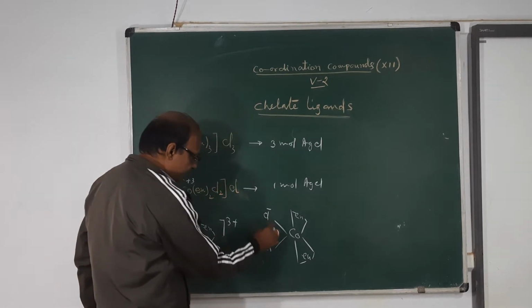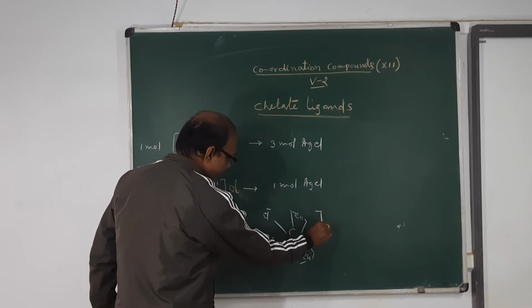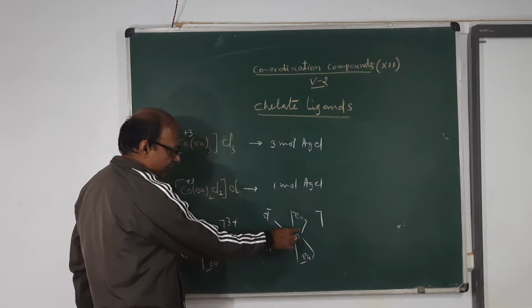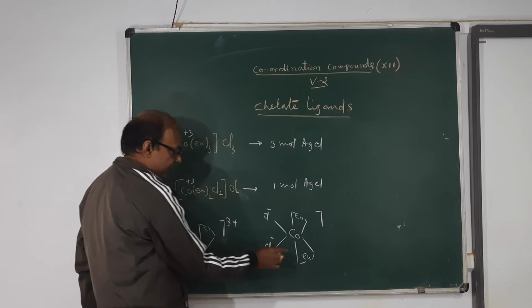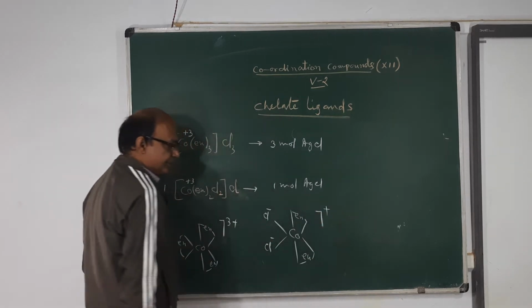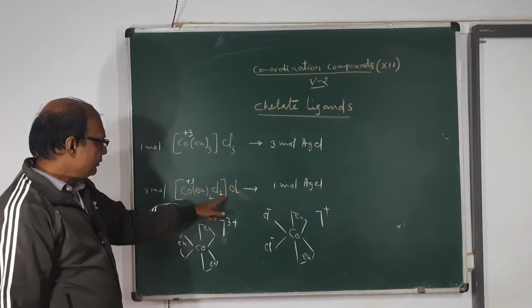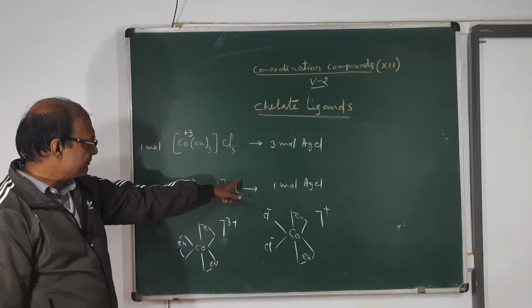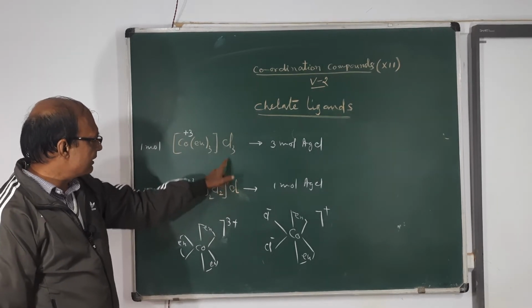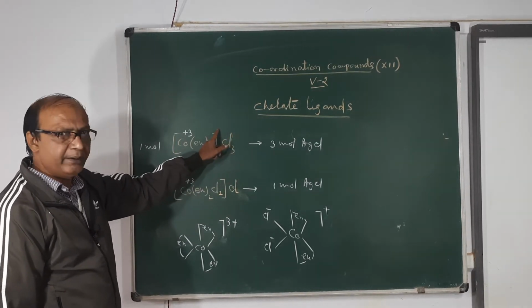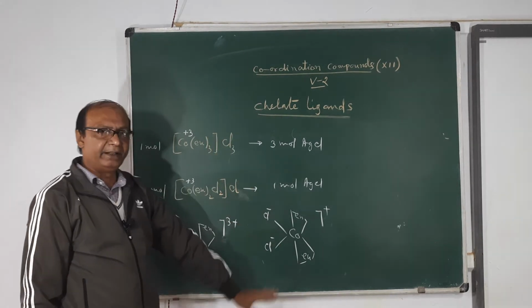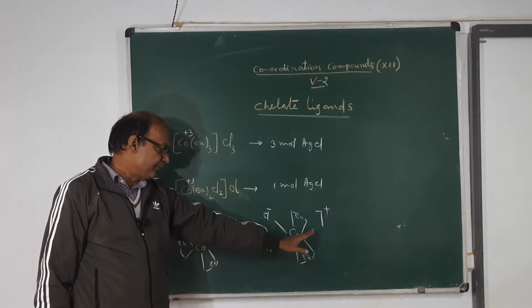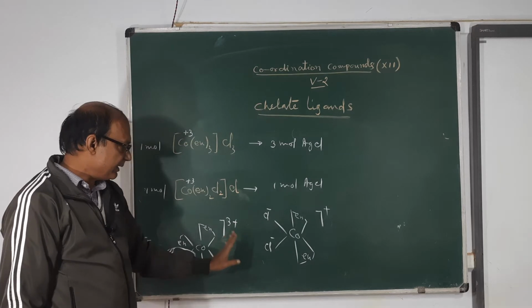Therefore, the charge of this complex entity: cobalt is 3 plus, here it is 2 minus, so only 1 plus is left. So this charge you can write in this way: this is -1, so this will be plus, this is -3, so this will be +3. You can also calculate in this way. So this is the diagram of the complex entity.